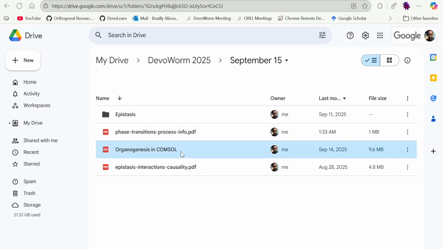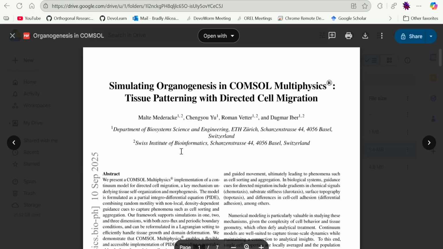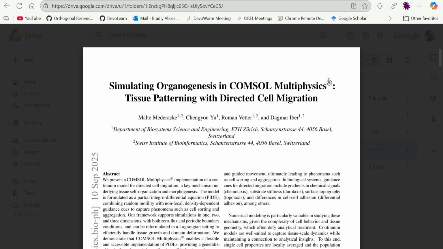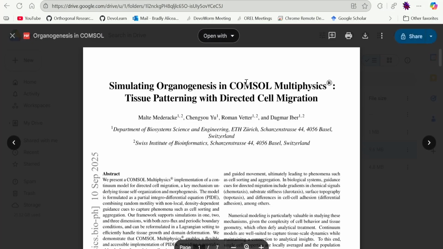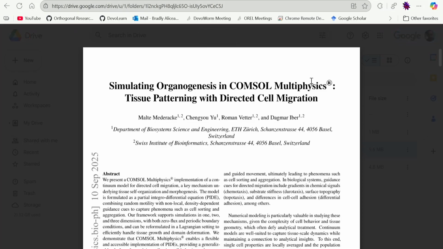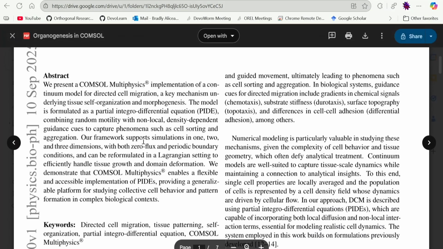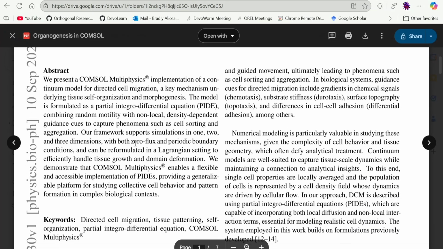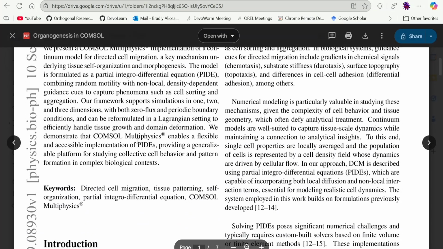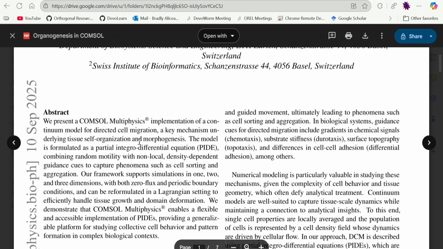Okay. We'll start with this paper here, Organogenesis in COMSOL. So this is simulating organogenesis in COMSOL Multiphysics, tissue patterning with directed cell migration. They've trademarked Multiphysics, or COMSOL Multiphysics, I guess, so you can't use that unless you're using COMSOL. This is the abstract, and this is a recent preprint from the arXiv. It was put up last week, I guess.